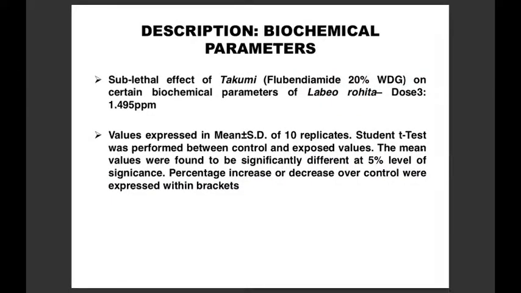If we see the biochemical sublethal effect of Takumi on certain biochemical parameters of Labeo rohita, this is for level 3, that is dose 3, the highest dose I incorporated here. The other 2 doses were sublethal doses and very low in comparison to dose 3, and their data was not incorporated here. This table just denotes the highest dose 3 observations, that is the data. And when we administered the anthocyanin, these were all restored to some extent.